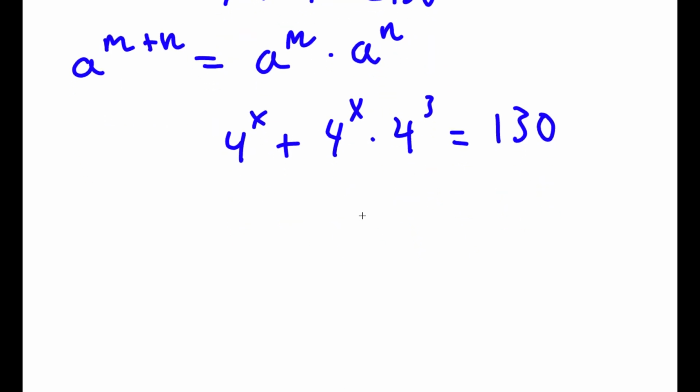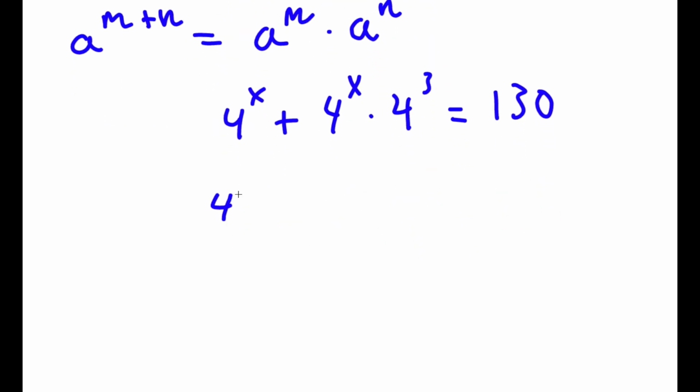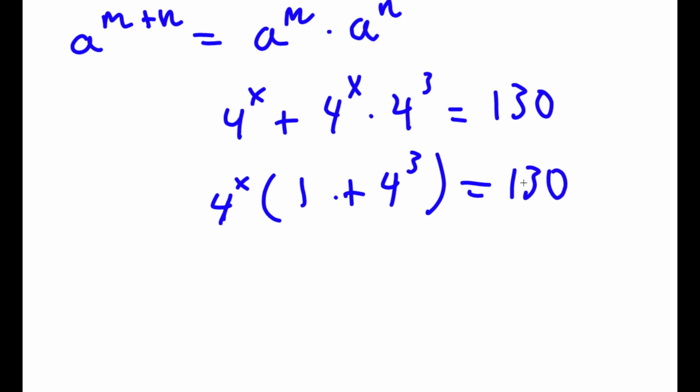Now from here, what I'm going to do is factor out 4^x. So now I have 4^x times, well, 4^x divided by 4^x is 1. So I have 4^x times (1 plus, now 4^x times 4^3 divided by 4^x, simply just 4^3). Now this is equal to 1/3.